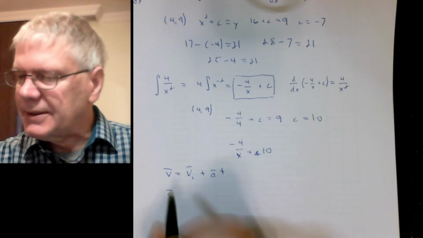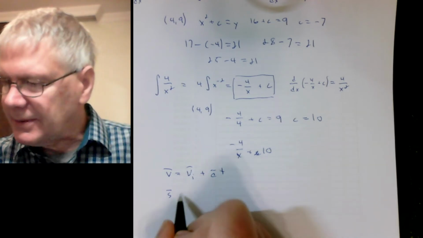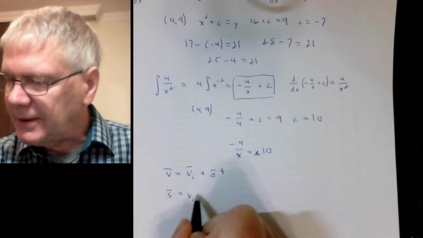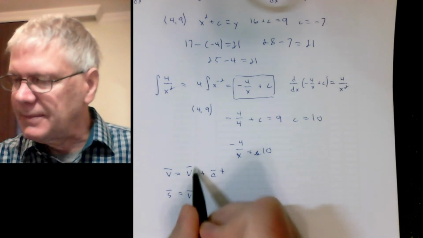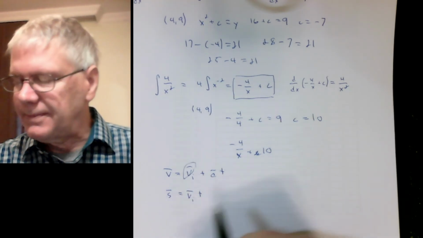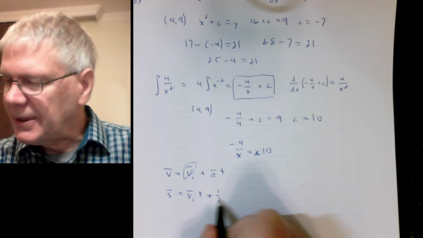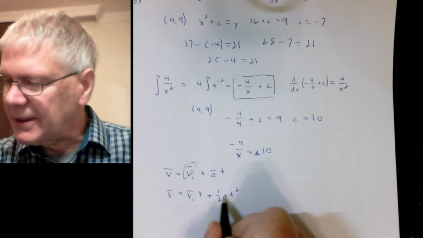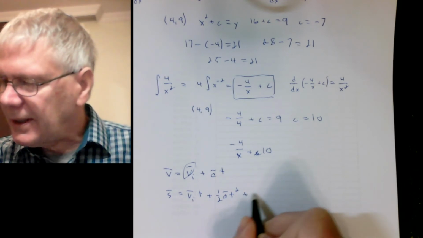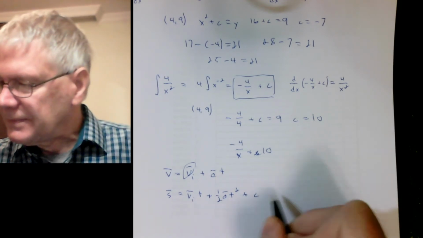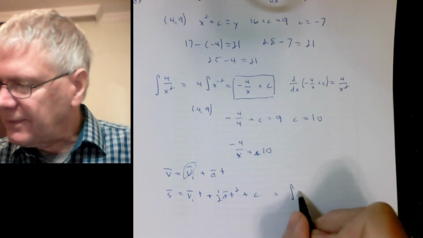The distance is the integral of this. So I'm going to get vi times t. This is just some constant, so I'm going to multiply it by t. Here t is going to become 1/2 t squared, and I still have my acceleration. And I have a c from integrating. It's the integral of v.